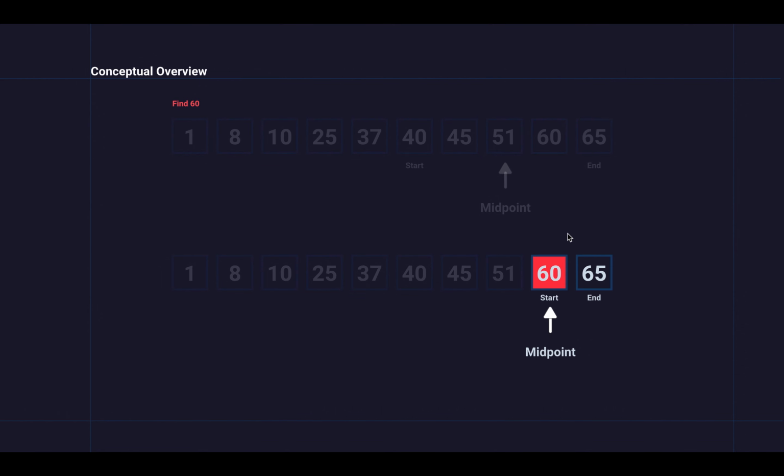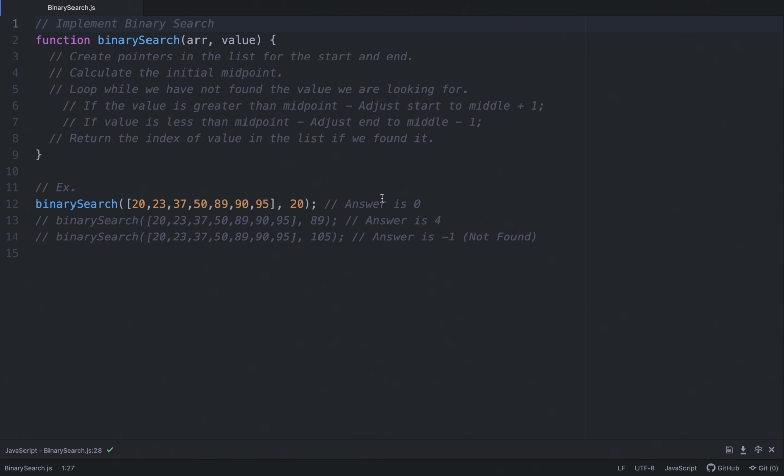Okay, so let's jump into how it's done in code. I'm going to be implementing this in JavaScript. So I've got a function here called binary search. It takes in two different parameters. The first one is a list that we're going to be looking for the value in, and the second parameter is the actual value that we're looking for.